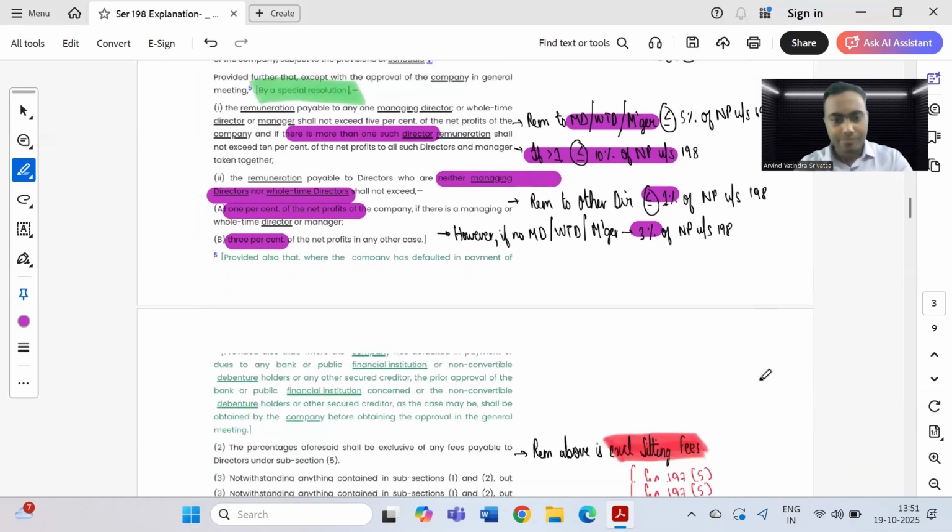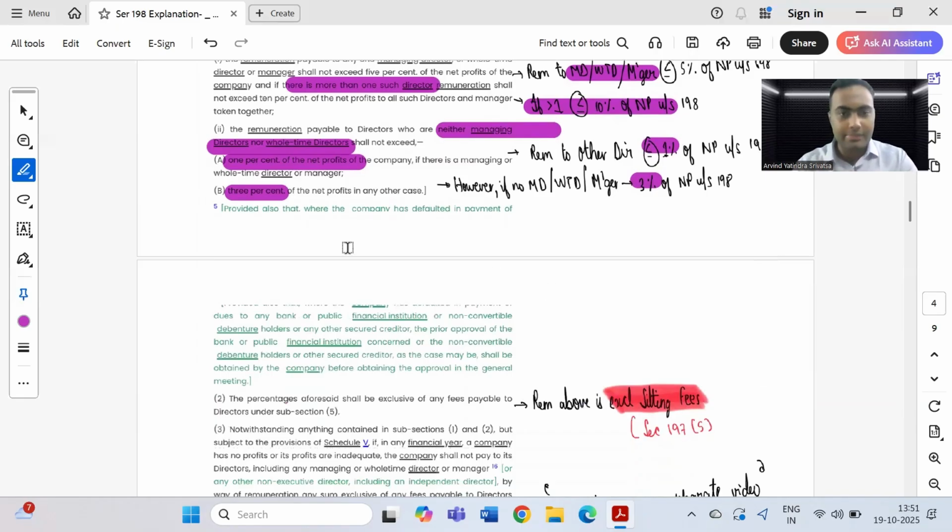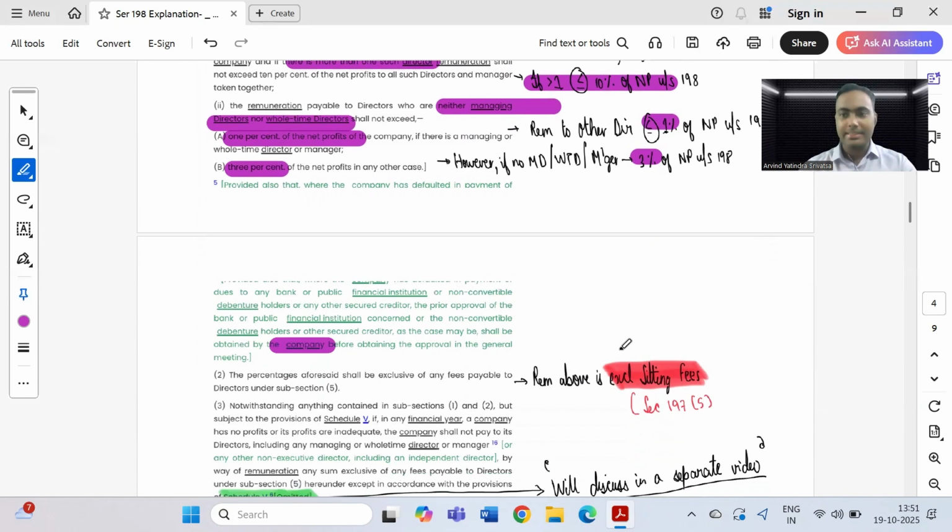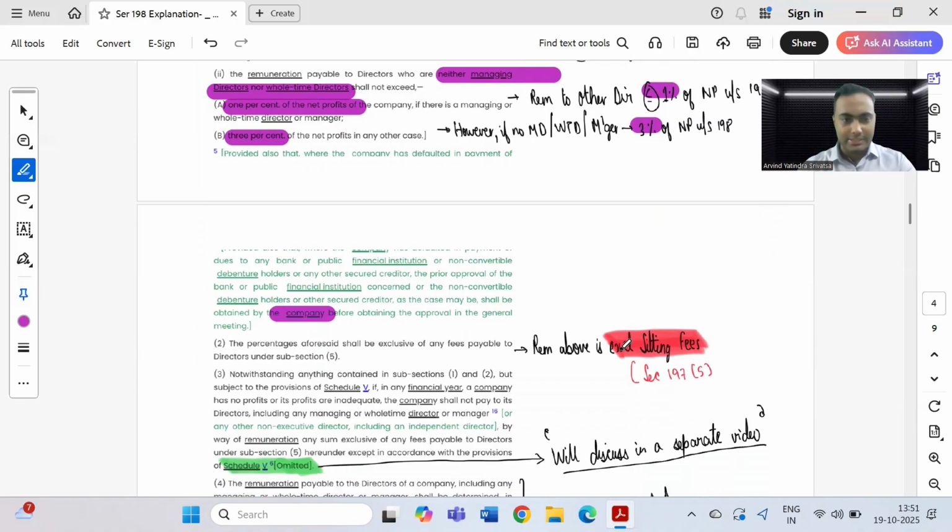Yes. Next. Provided that when the company has defaulted in payment of dues to any bank or public financial institution or non-convertible debenture holders or to any secured creditor, the prior approval of the bank or PFI concerned or the non-convertible debenture holders shall be obtained by the company before obtaining the approval in the general meeting. So basically, when you have a default, you have to obtain their approval as well, right? So that's what they're trying to say, right?